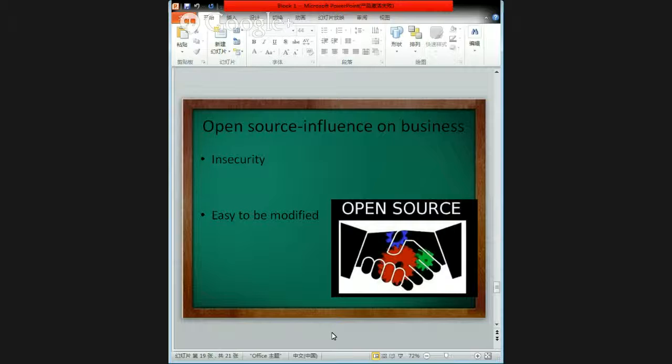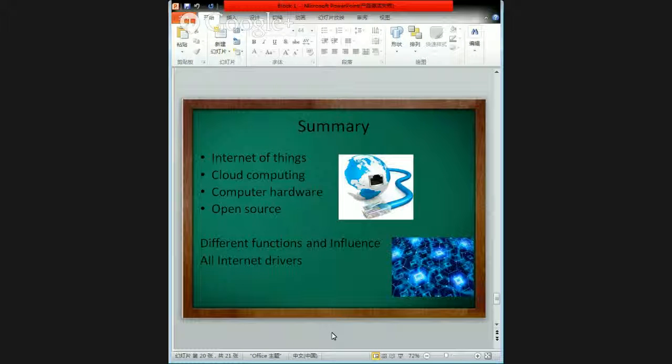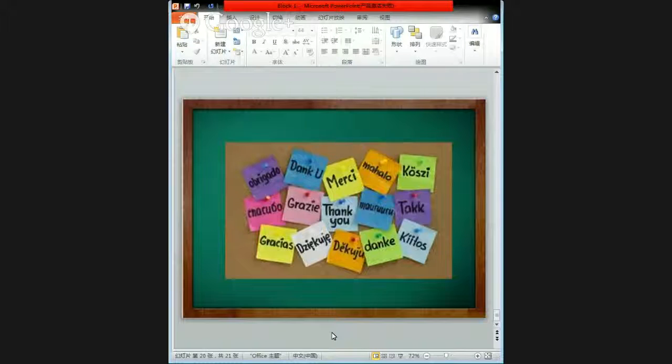So the Internet of Things, cloud computing, computer hardware, and open source all have respective functions and influence, whether good or not. However, they are all Internet drivers to improve the process of the Internet. Thank you.